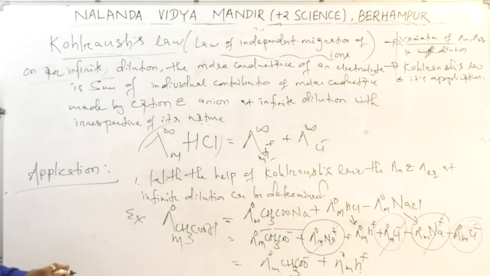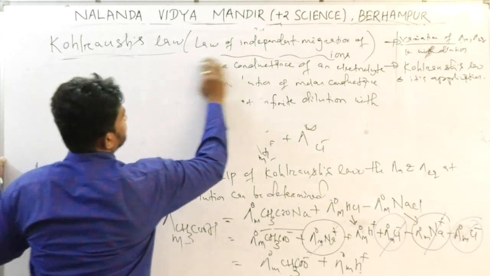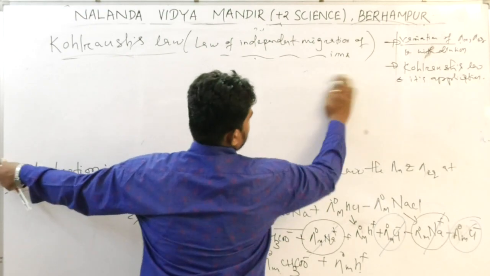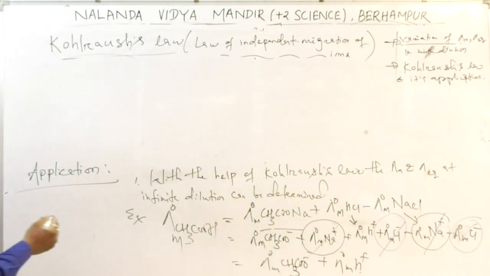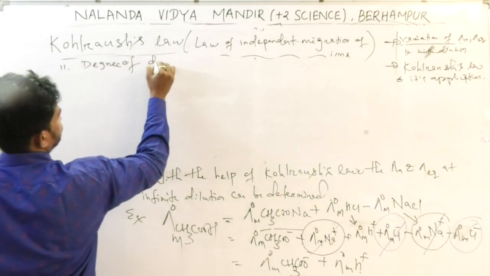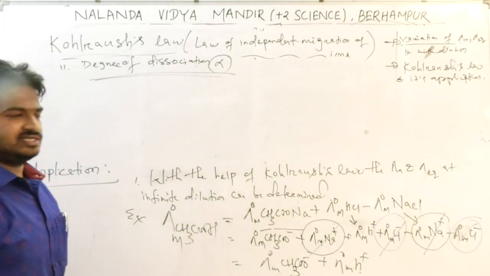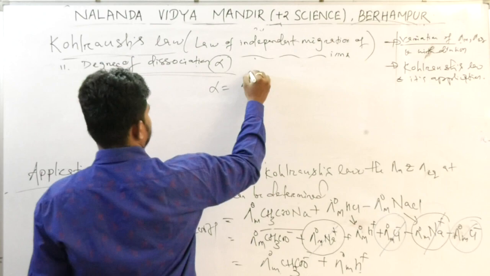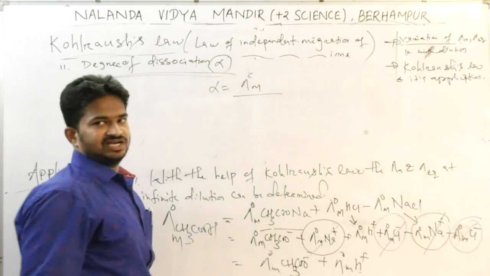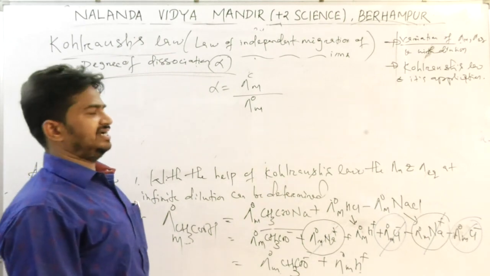Then the second application: with the help of Kohlrausch law, the degree of dissociation, that is alpha, can be calculated. So how can this alpha be calculated? It is the molar conductivity of an electrolyte divided by the molar conductivity of the electrolyte at infinite dilution.